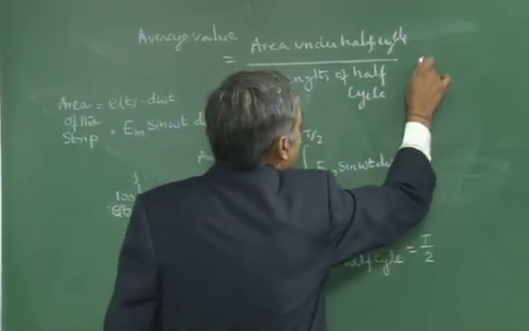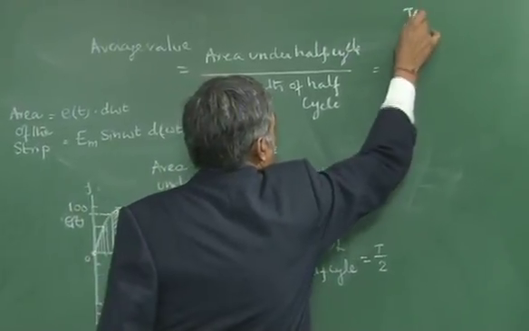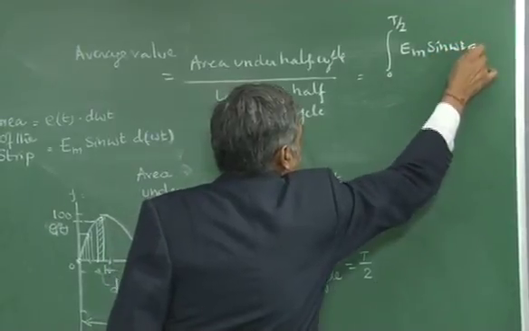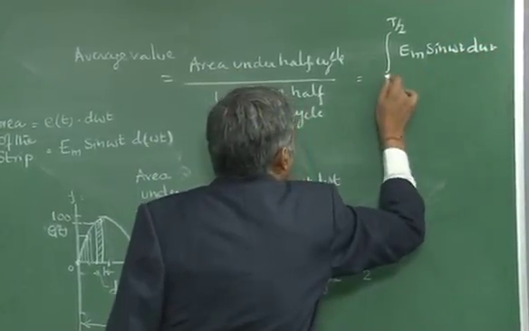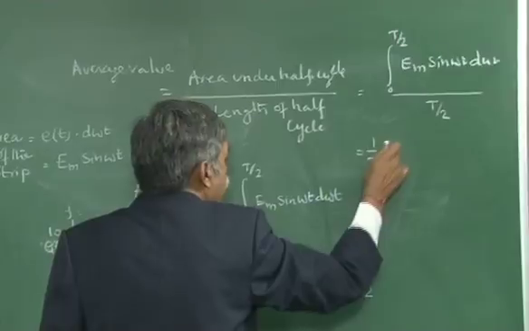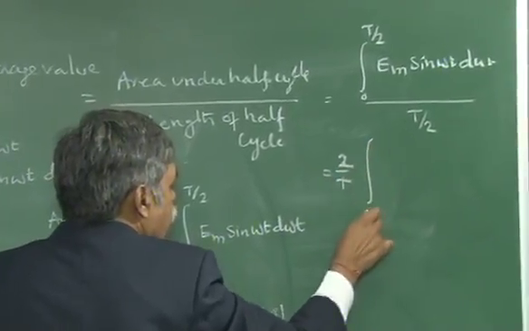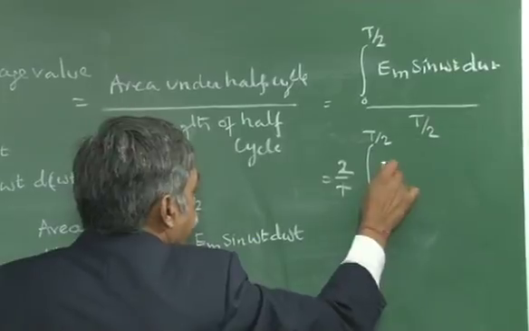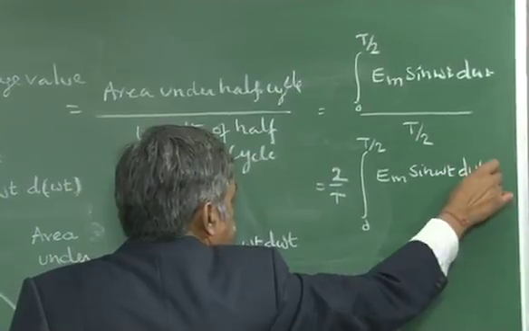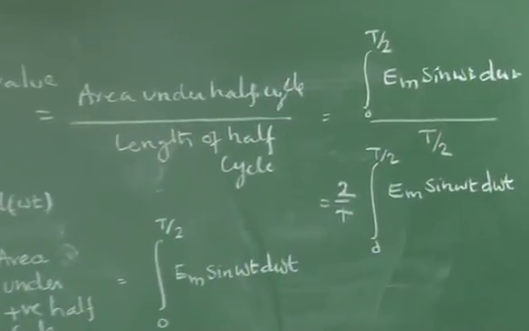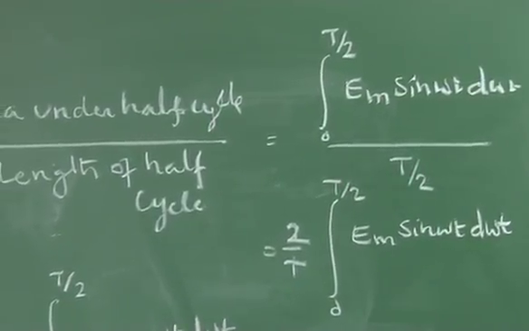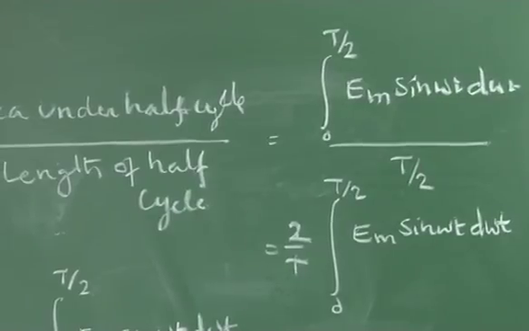So, this gives us the integral from 0 to T/2 of Em sin omega t d omega t divided by T/2, or I can write this as 2/T times the integral from 0 to T/2 of Em sin omega t d omega t. This is an expression for the average value of a sinusoidal quantity over a positive half cycle. The same value will be there on the negative half cycle also.